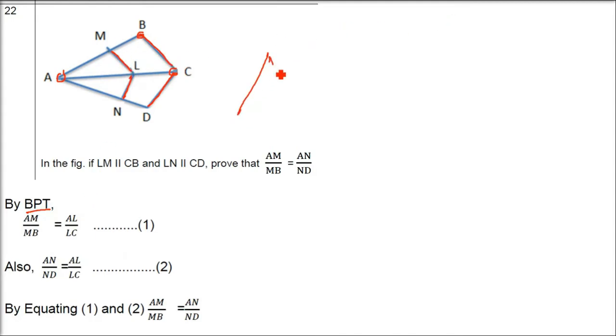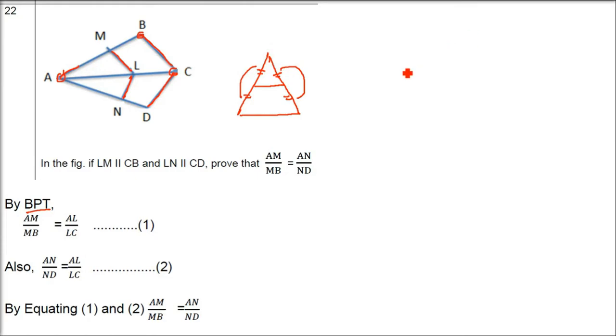So when we have a triangle and there is a line which is parallel to the third side, it divides the other two sides in equal ratio. Equal ratio. So this by this equals this by this. This is how we generally call the BPT, right?